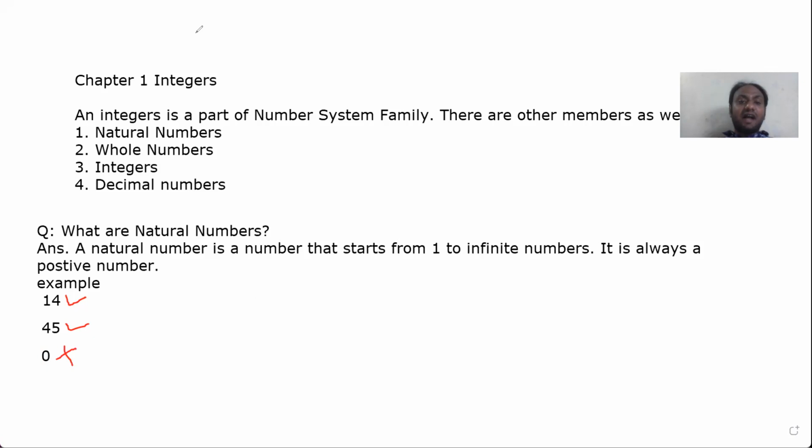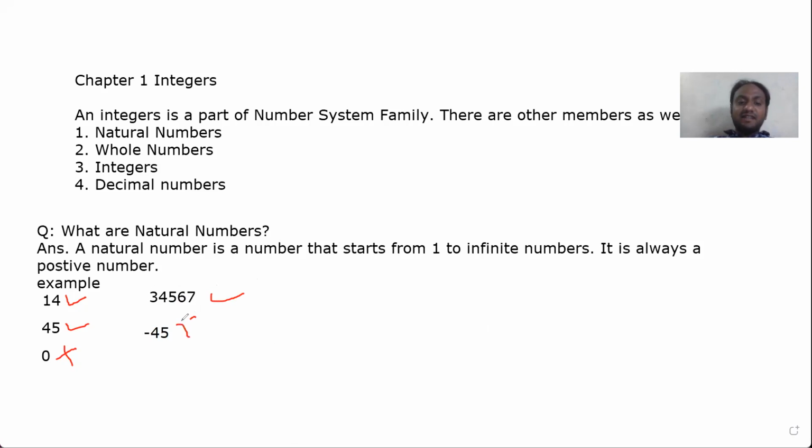Again, I'll take a few more numbers. Suppose I take 1, 10, 100,000, 10,000, 34,567. Is this a natural number? Yes, this is a natural number. Again, I can take one more number, that is minus 45. Is this a natural number? Can anyone tell? No, it is not a natural number.